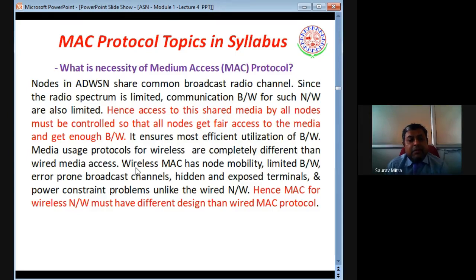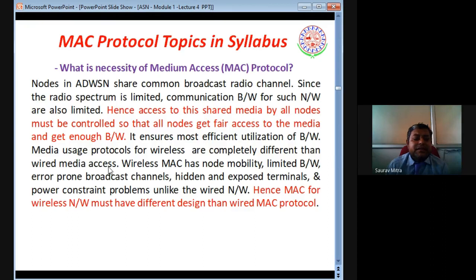Media usage protocols for wireless are completely different from wired media access, because for wired media, the MAC is comparatively easy. There is nothing to control as such if the nodes are connected with wire, because the data path is defined at that time, and there are no security issues at that time.